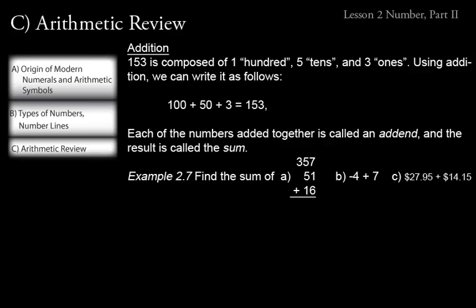So here, let's use the example of 153. Think about Jesus after the resurrection. He led the disciples to a place where they caught exactly 153 fish. So an interesting number to use here. 153, it's composed of 100, 5 tens, 3 ones. Using addition, we can write it like 100 plus 5 tens is 50, plus 3 ones, that equals 153. Now each of those numbers added together is called an addend, and the result is called the sum.